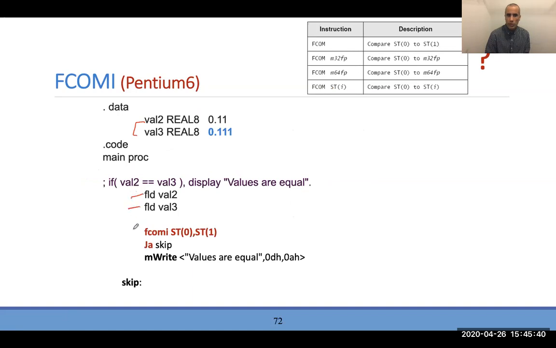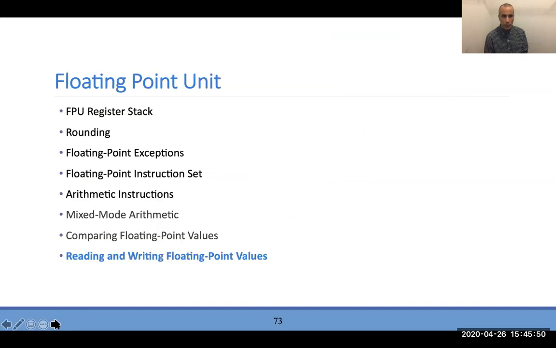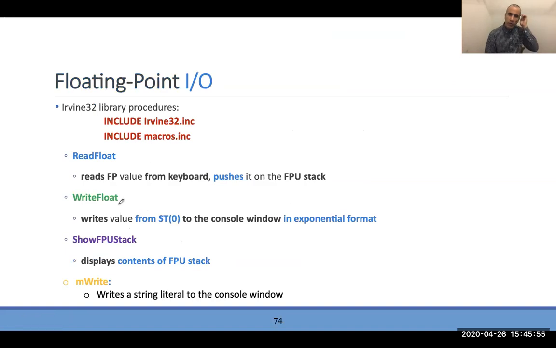So load this, and FCOMI ST0 with ST1, and jump if it's above. Okay, so this is a straightforward type of comparison using the floating point unit. The last topic right here is going to be mainly reading data.